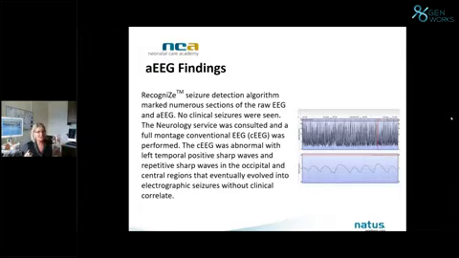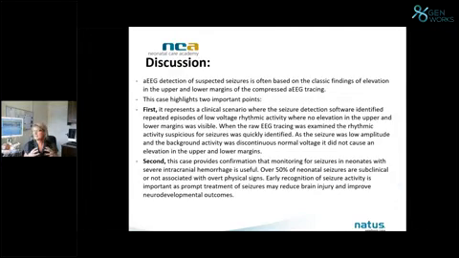They did a full montage conventional EEG, and again, that conventional EEG was abnormal, with left temporal positive sharp waves and repetitive sharp waves in the occipital and central regions that eventually evolved into electrographic seizures, again without clinical correlate. So the discussion from those clinicians in the United States said that AEEG detection of suspected seizures is often based on the classic findings of elevations in the upper and lower margins of the compressed AEEG trace, and that this case highlighted two important points.